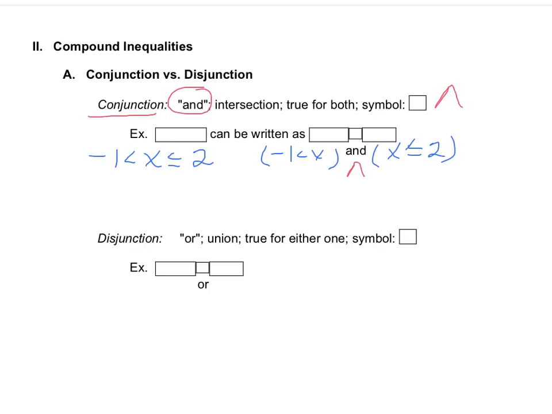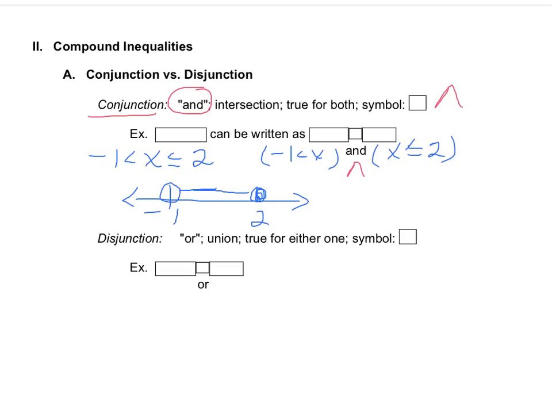Well, and means that they share the answers. So basically, when you have an and, it means your circles should connect. Well, let's double check that this is true. I have -1 to the left, I have a +2 to the right. Take a look at those inequality symbols. It's an open circle at the -1 and a closed at the +2. So if I read it, I need every x that is greater than -1 and every x that's less than or equal to +2. So my circles do connect for an and, which is a conjunction.